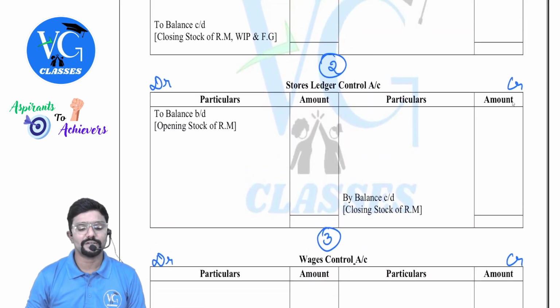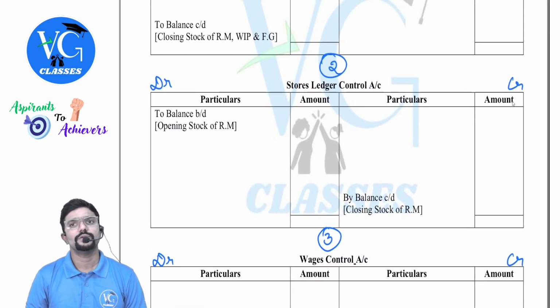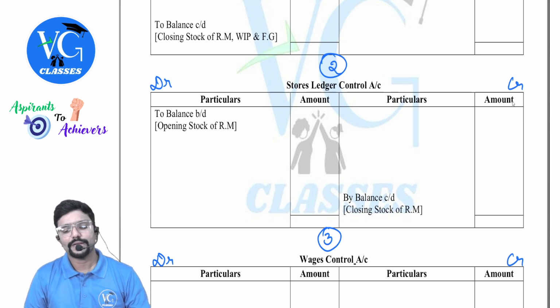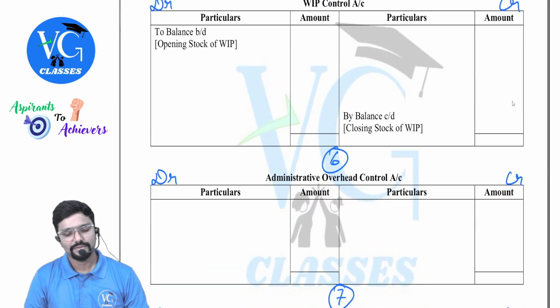Come to the stores ledger. There you write to balance brought down. Opening balance is an asset, so it will have a debit balance: to balance brought down, opening stock of raw material in the stores ledger. Before we start passing journal entries, we first pass the opening entries. Opening balances will normally be given in the question itself. You just need to post them on the respective side. Closing balance at the end we will do.